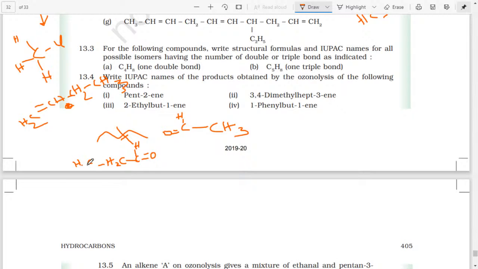Yes students, so this is how you are going to get acetaldehyde, and this side it is going to be propanaldehyde. Its common name... the IUPAC name is ethanal.